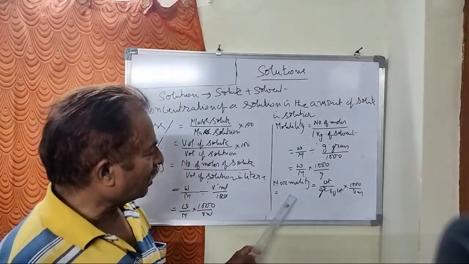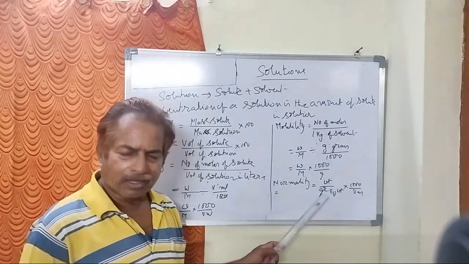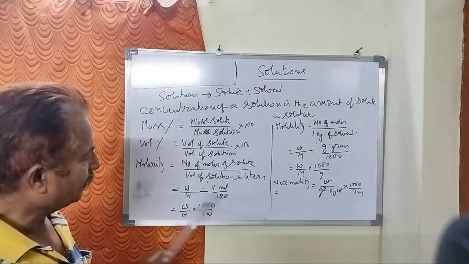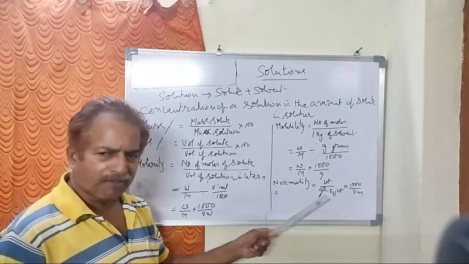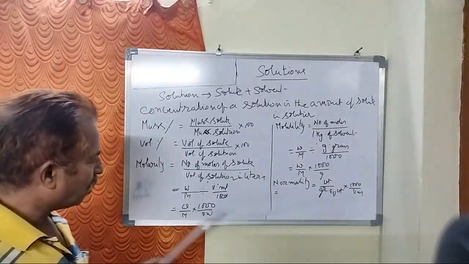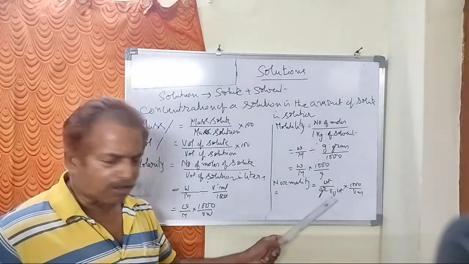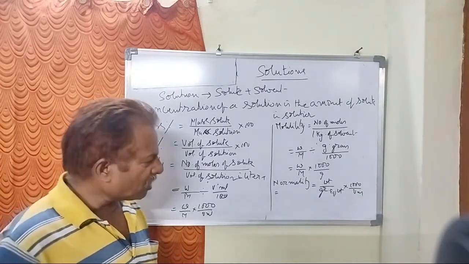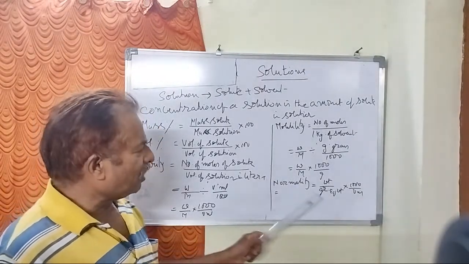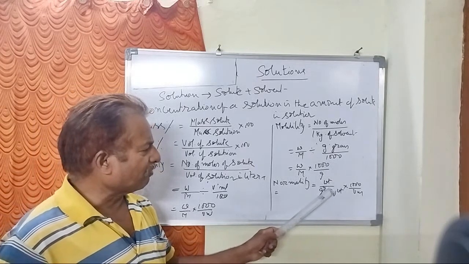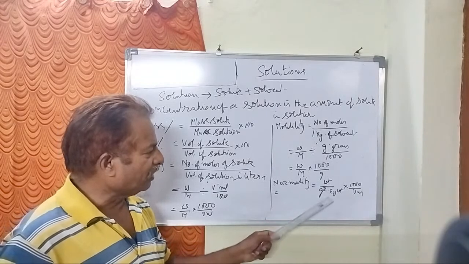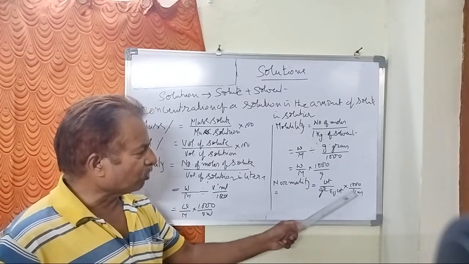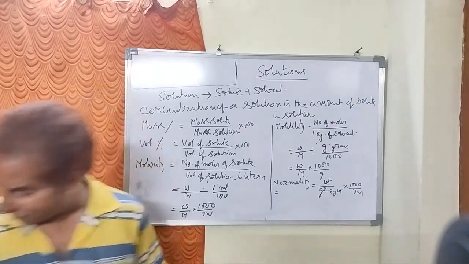Then normality. Normality is similar to molarity. What is the difference? Here we use gram equivalent weight, in place of molar mass, we use gram equivalent mass. What is gram equivalent mass? Let us learn now. So normality equals number of gram equivalent weights present in 1 liter of solution. That is, weight by gram equivalent weight into 1000 by V mL.